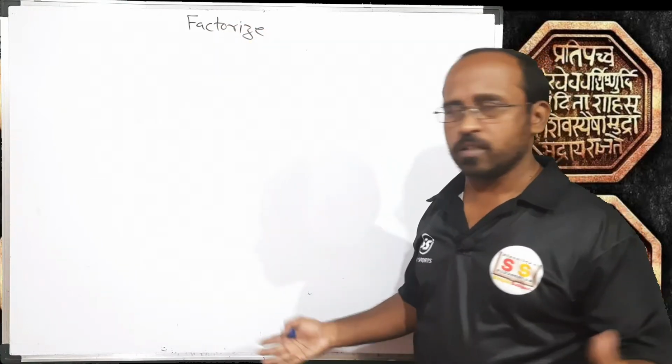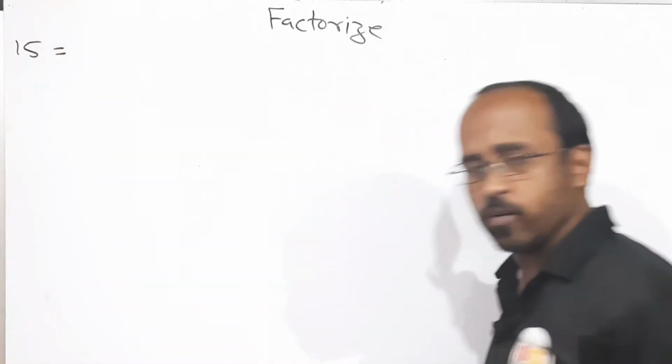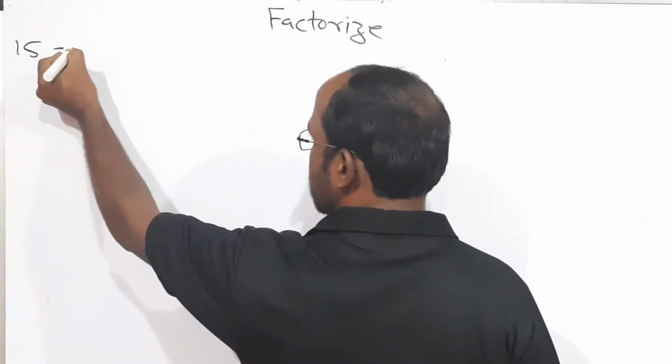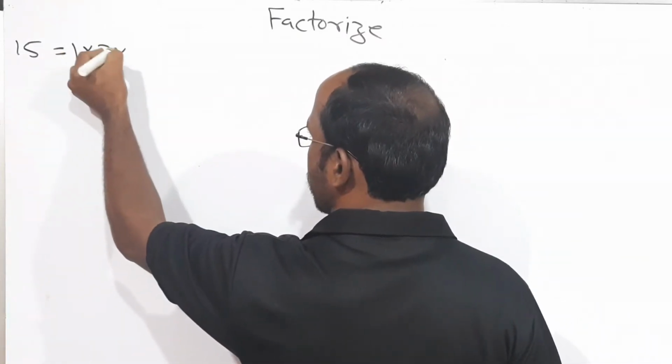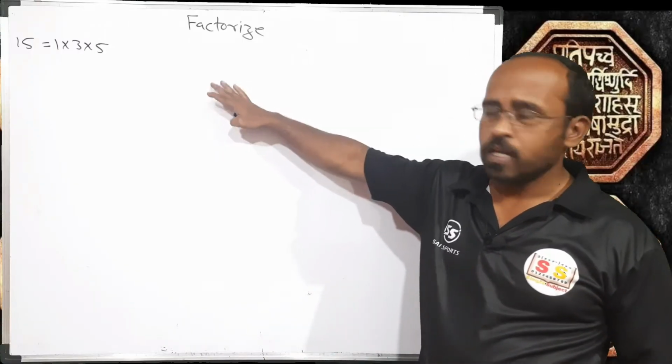How do we factorize a number? Suppose a number 15 is there. So what are we doing with it? We are finding its prime factors. 15 is written as 1 into 3 into 5. Clear? So these are the factors of 15.